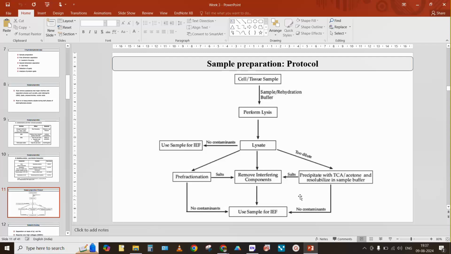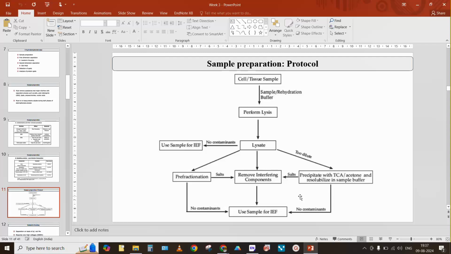Then after that, we can store the samples. If not immediately proceeding to further processing, we can store the prepared protein samples at minus 80 degrees Celsius, to avoid repeated freeze-thaw cycles, which can degrade proteins.